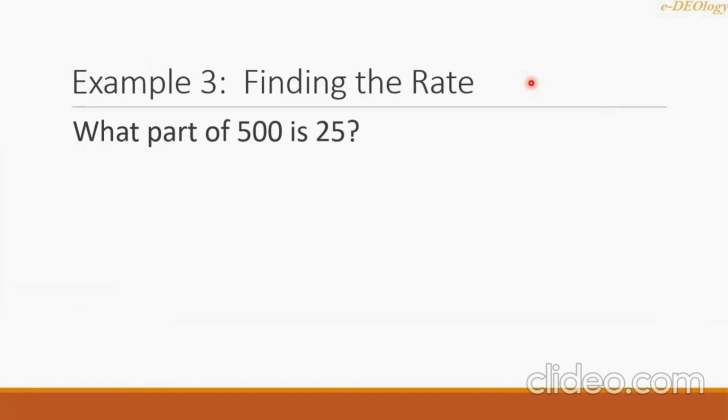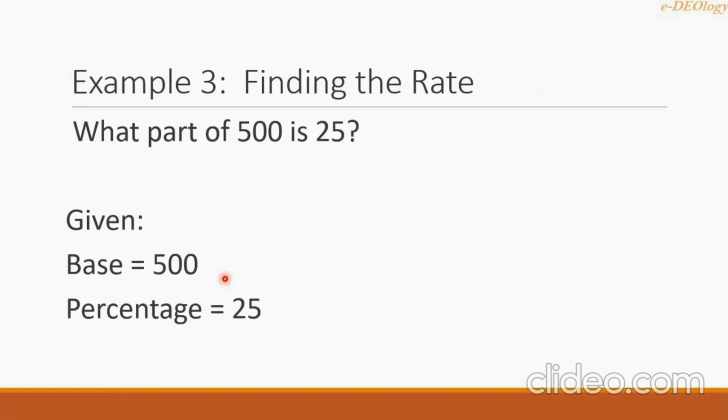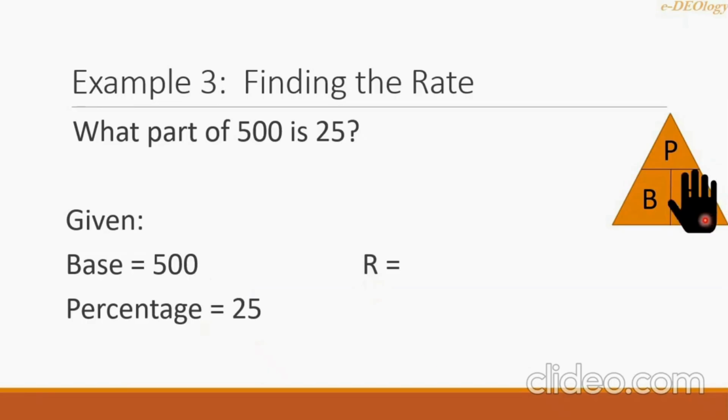Let's go now to example 3, and that is finding the rate. Question will come to you like this. What part of 500 is 25? First, let us list the given. The base is 500. The percentage is 25. So we are going to find the R, the rate. Going to our triangle formula, the R is here. So if I'm going to cover the R, I will get my formula immediately, and that is the P over B.